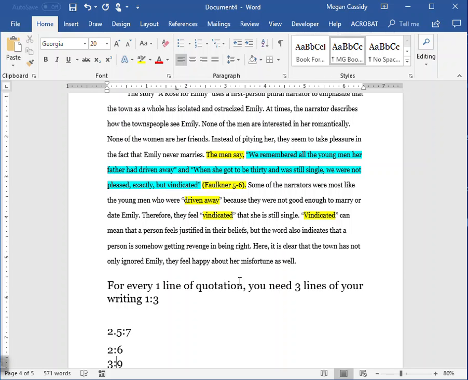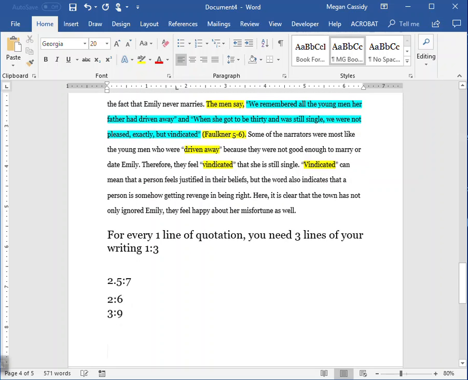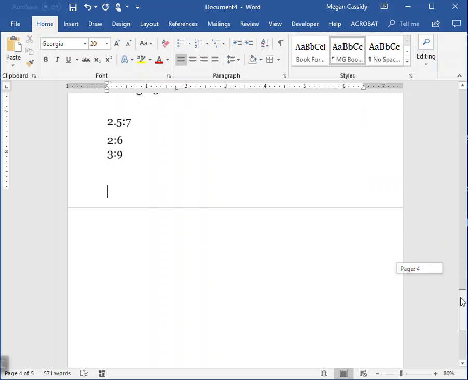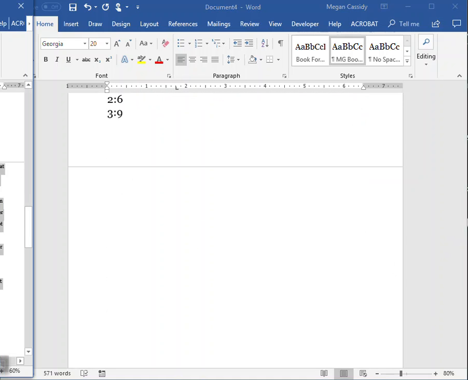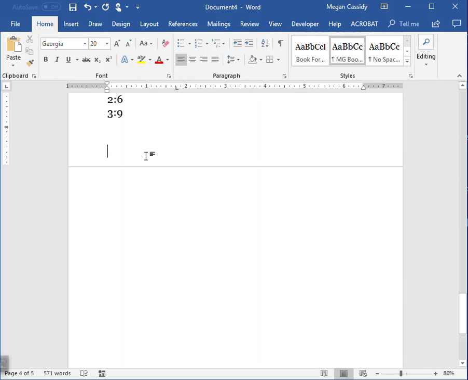I really want you to do rich, deep analysis. And a lot of times on your papers, I will just write, dig deeper, go deeper. Don't do a surface analysis. Dig into those words and tell me what they mean. So that's how you do a literary argument. When you have a literary essay, you're going to be putting these little literary arguments together.